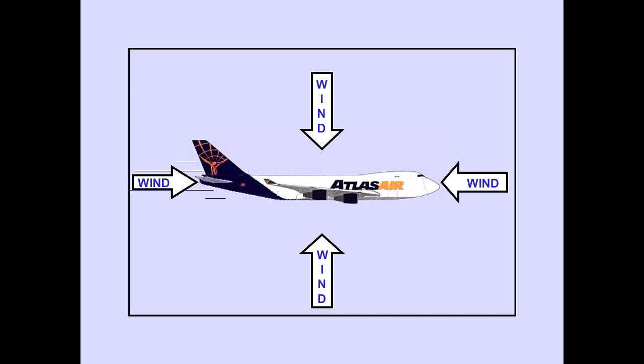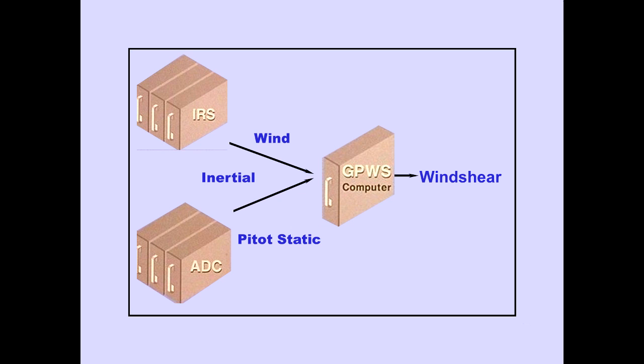A wind shear condition is detected by comparing total aircraft energy with horizontal and vertical wind energy. Wind and inertial information from the IRSs and pitot-static information from the air data computers are used by the Ground Proximity Warning System computer to determine a wind shear condition.